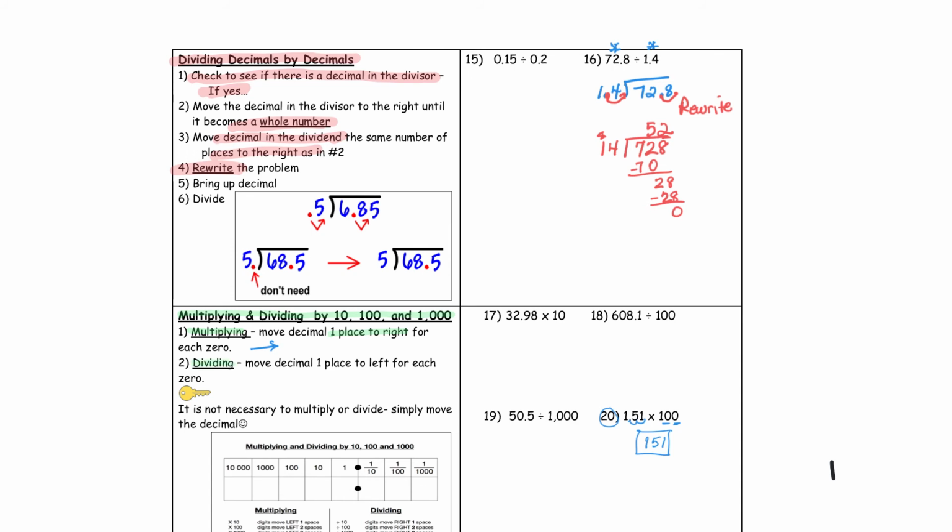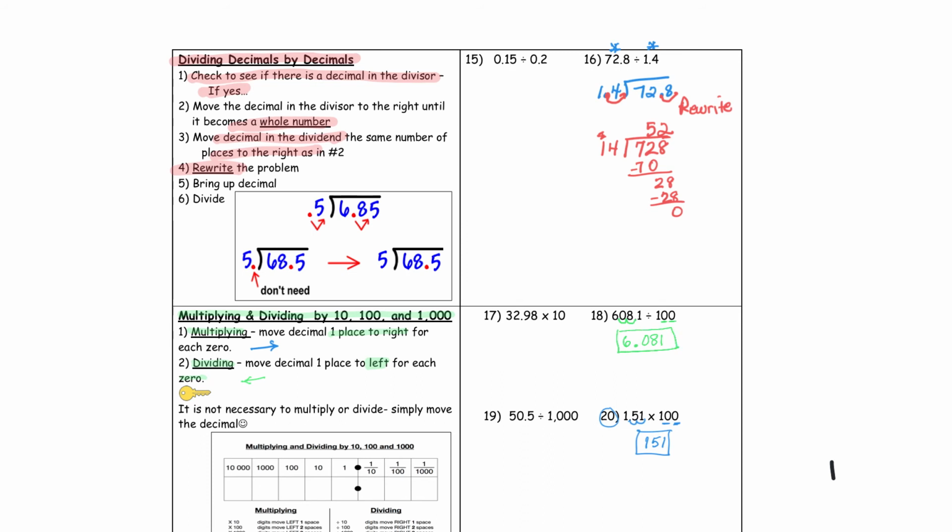When dividing, I notice that the rule reads this way. You move the decimal one place to the left for each zero. So basically what you're doing is you're moving it the opposite way. Let's take a look at problem number 18. So we have 608 and 1/10 divided by 100. Well, if I know I'm dividing, I know the number's going to get smaller. So if I have 2 zeros here, I'm simply going to move my decimal 1, 2 places to the left. So my final answer is 6 and 81/1000ths.